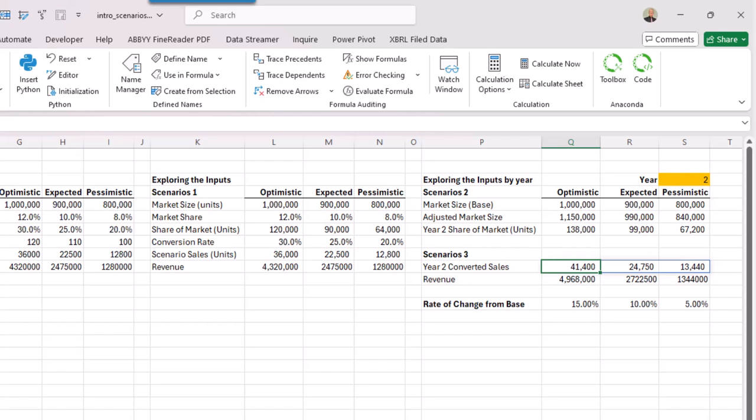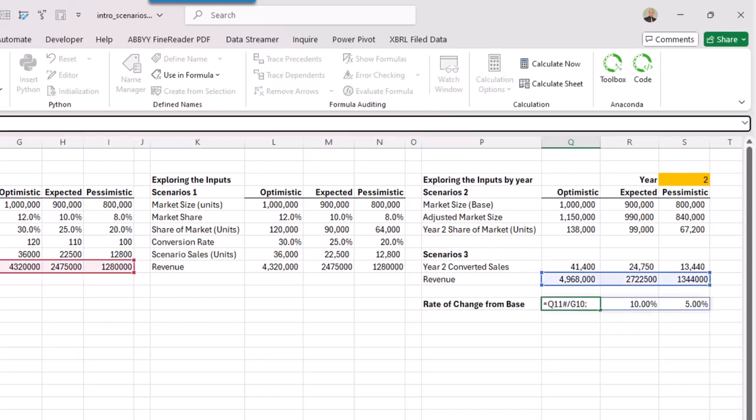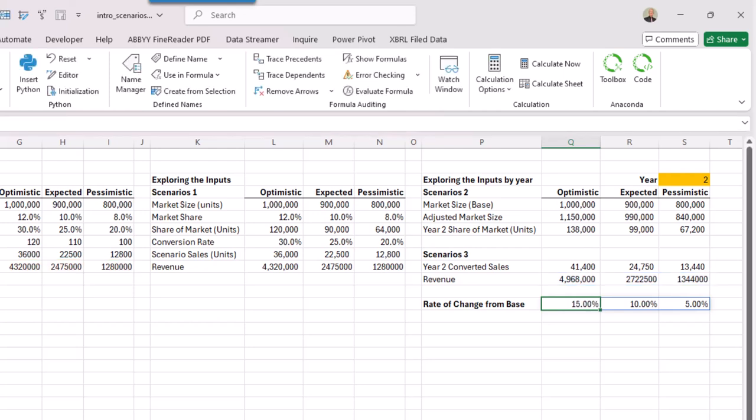So converted sales from 138 times L8 to N8, we're over here, and then revenue B9, D9 times Q10. There. Notice no price inflation, not yet. And then I've added this rate of change from the base then. Let's see what that is. It's Q11 divided by G10 to I10, the base case, minus 1. And so 50% change from year 1 to year 2, 10, 5.